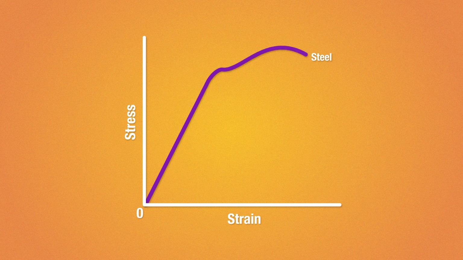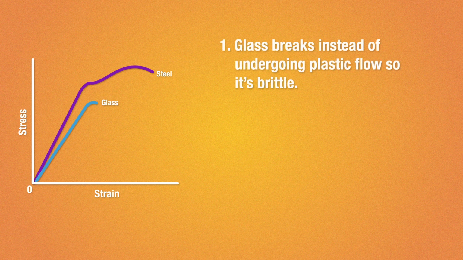Great! Now that you've done this with steel, you know all you need to know how steel behaves at different stress levels. And you can plot these graphs for other materials as well and compare how they behave in different situations. So for example, glass will have a curve that looks like this, which shows that it's brittle and will break instead of going through plastic flow.